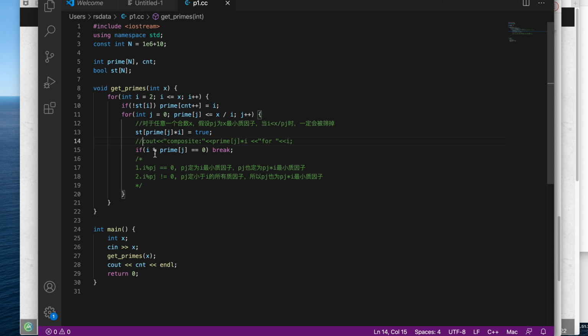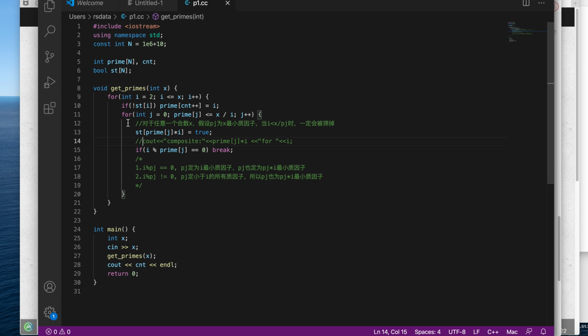And one additional step here is to check if the current prime number divides i without any remainder. So if i mod prime j is 0, then you just break out of this inner loop and continue the outer loop for the next i. So this way it guarantees basically you are using the smallest prime factor to sieve out the composite numbers once and only once. No repetition, no double counting, no overcounting, and no undercounting.